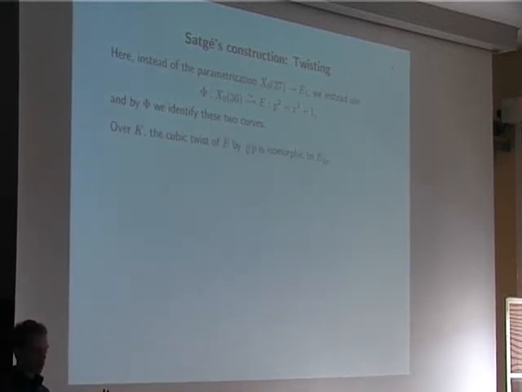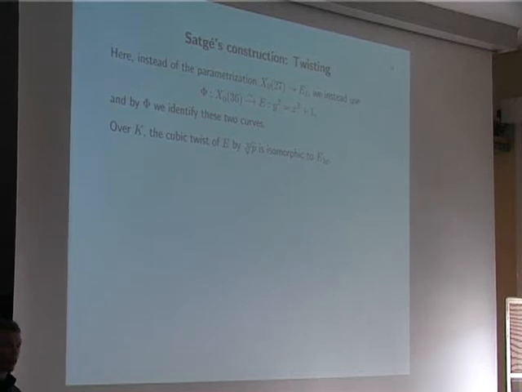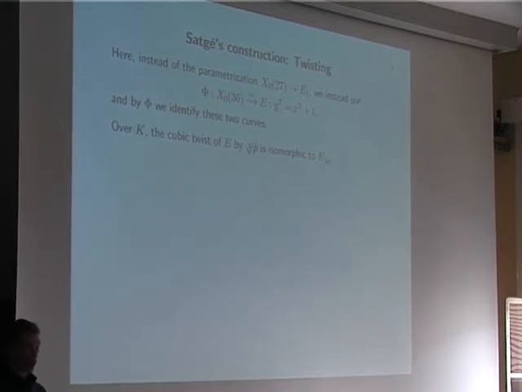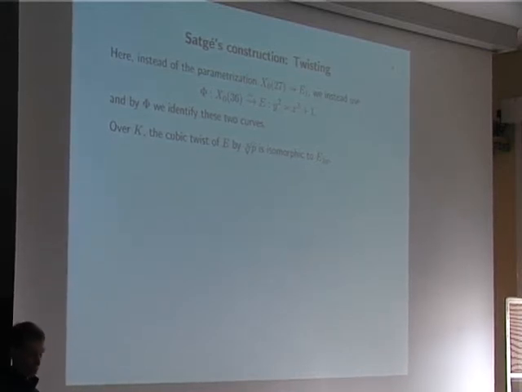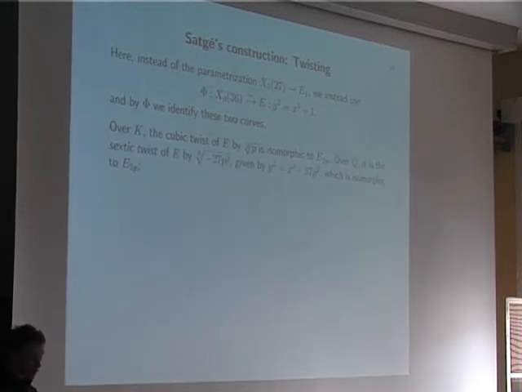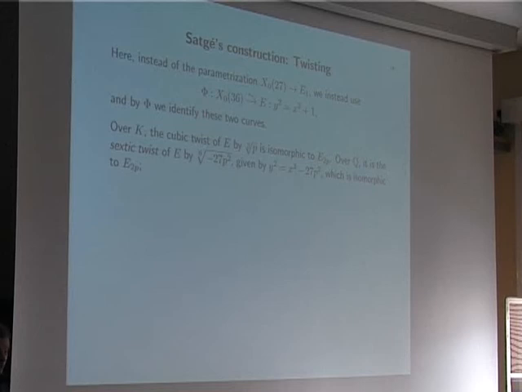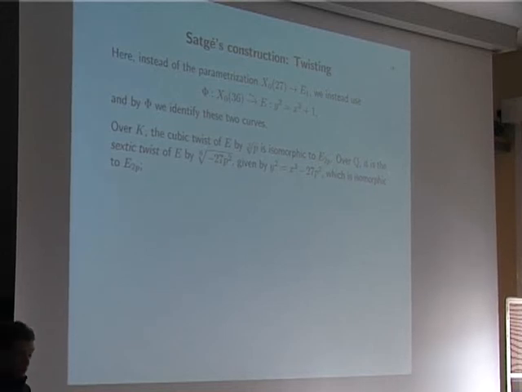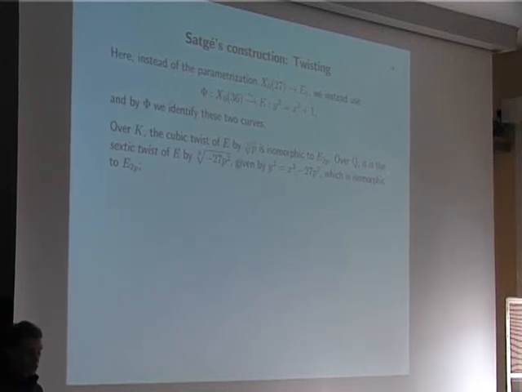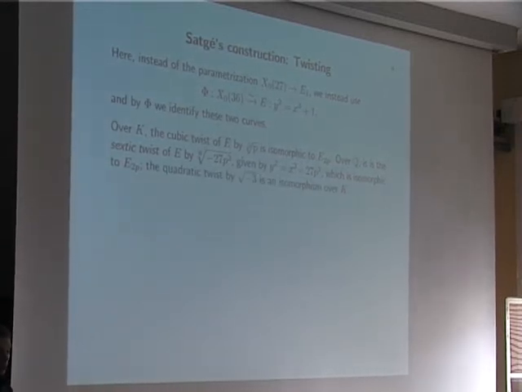So somehow we want to get back to one of our curves, E_n. If you look at this curve over K, and you consider the cubic twist of E by the cube root of p, you can show over K that this is isomorphic to E_{2p}. If you want to do this over Q, it's actually the sextic twist of E by the sixth root of -27p^2. So that's what the sextic twist of E is: y^2 = x^3 - 27p^2. And you can show that this is isomorphic to E_{2p} just by computing the minimal Weierstrass equation.